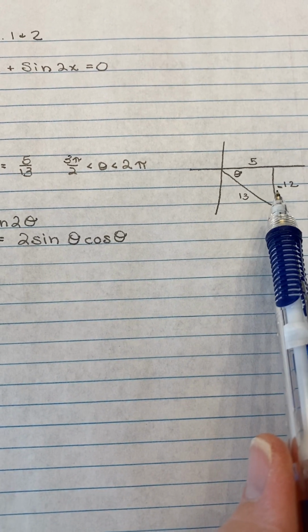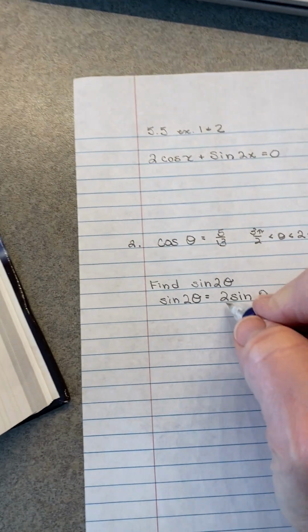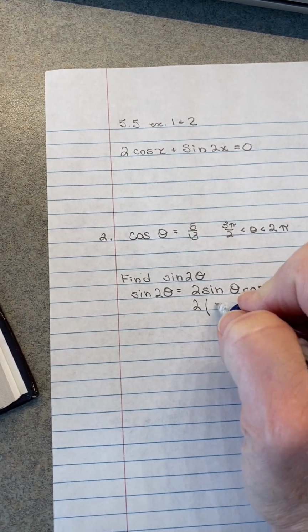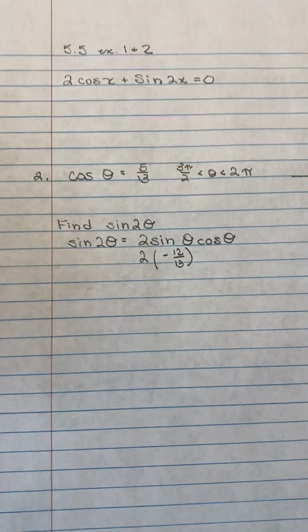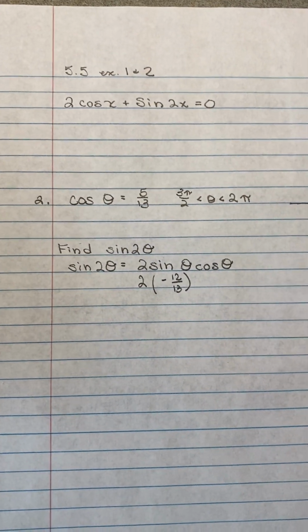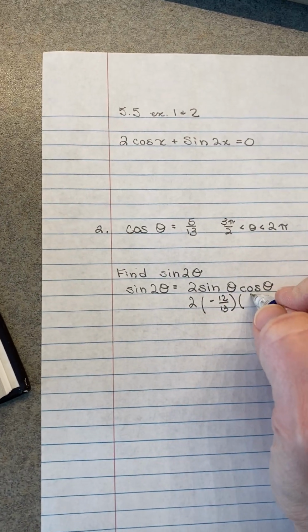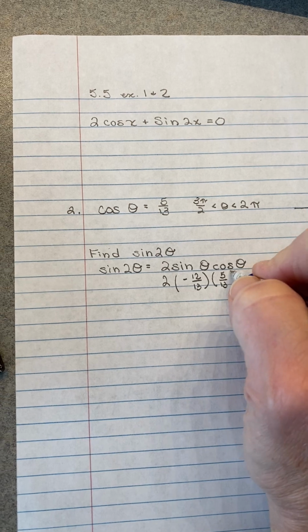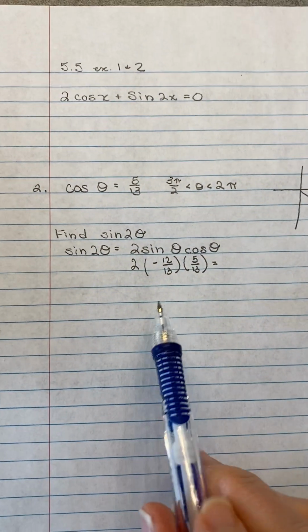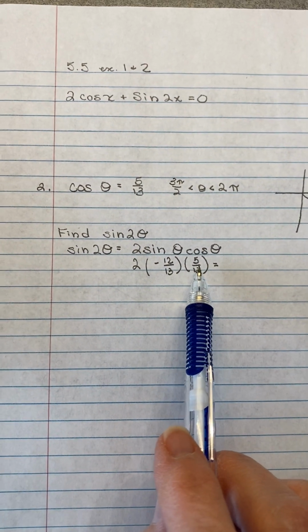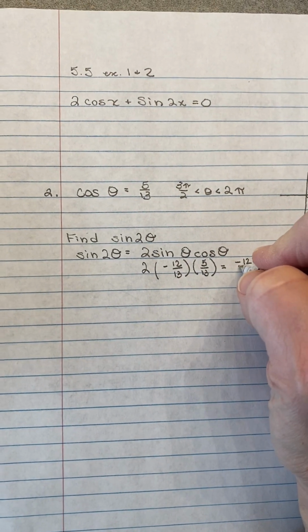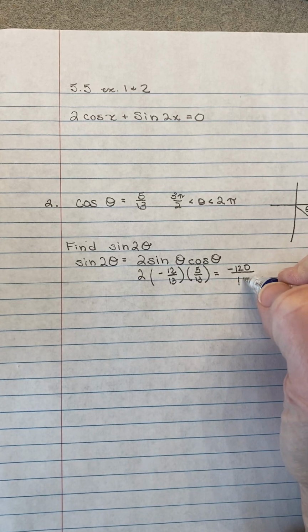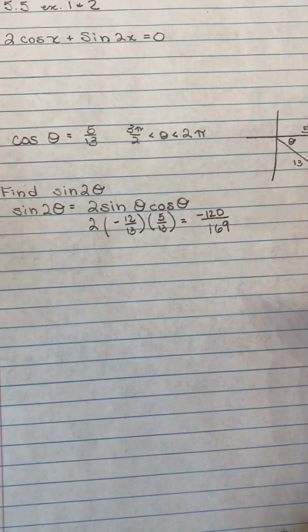Sine is opposite over hypotenuse. So we'd have our 2 here. Then we would have negative 12 over 13. That's the sine of theta. And the cos of theta is adjacent over hypotenuse, or 5 over 13. And then we just simply multiply those together. 12 times 5 is 60, times 2, that would be negative 120. And 13 times 13 would be 169.